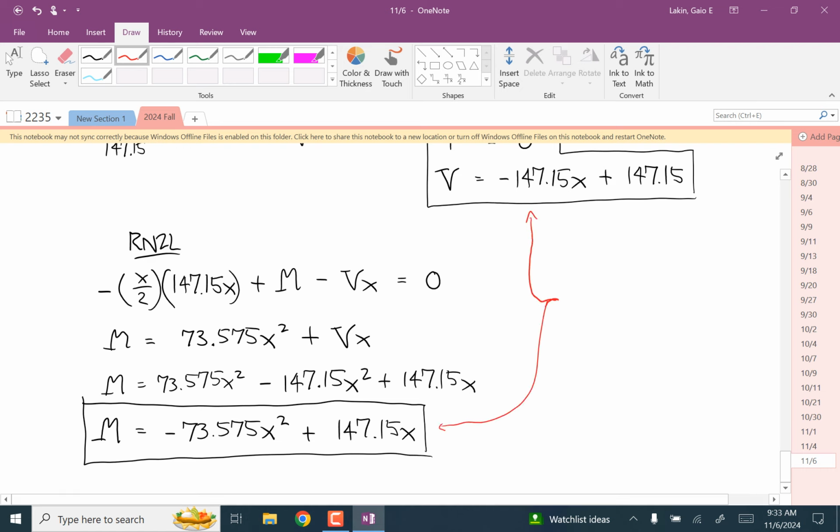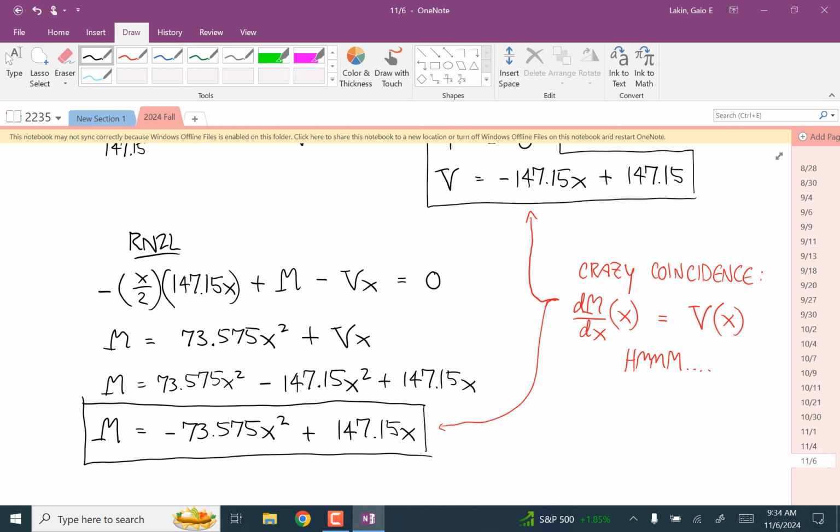One thing to start noticing, here's a crazy coincidence. dM/dx of this function is equal to V. There's no way that's going to keep happening. I get the feeling that's going to keep happening.